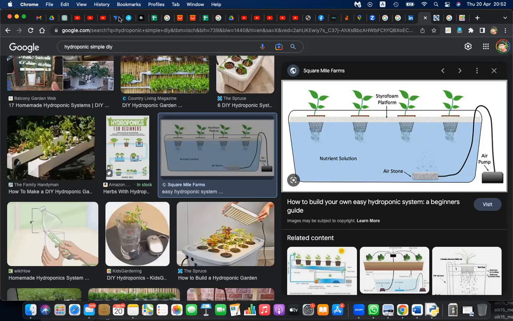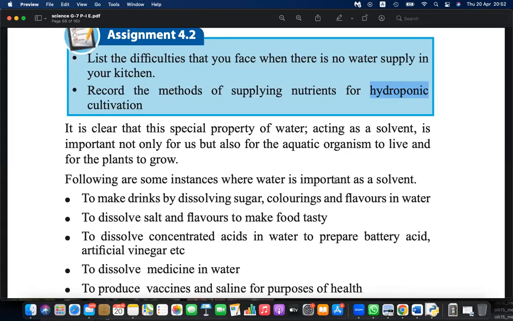Okay, do you have any doubt up to here? When doing the practical, any doubt up to here? Now this activity is what I just explained, the activity of how to record the methods of supplying nutrition for a hydroponic cultivation.